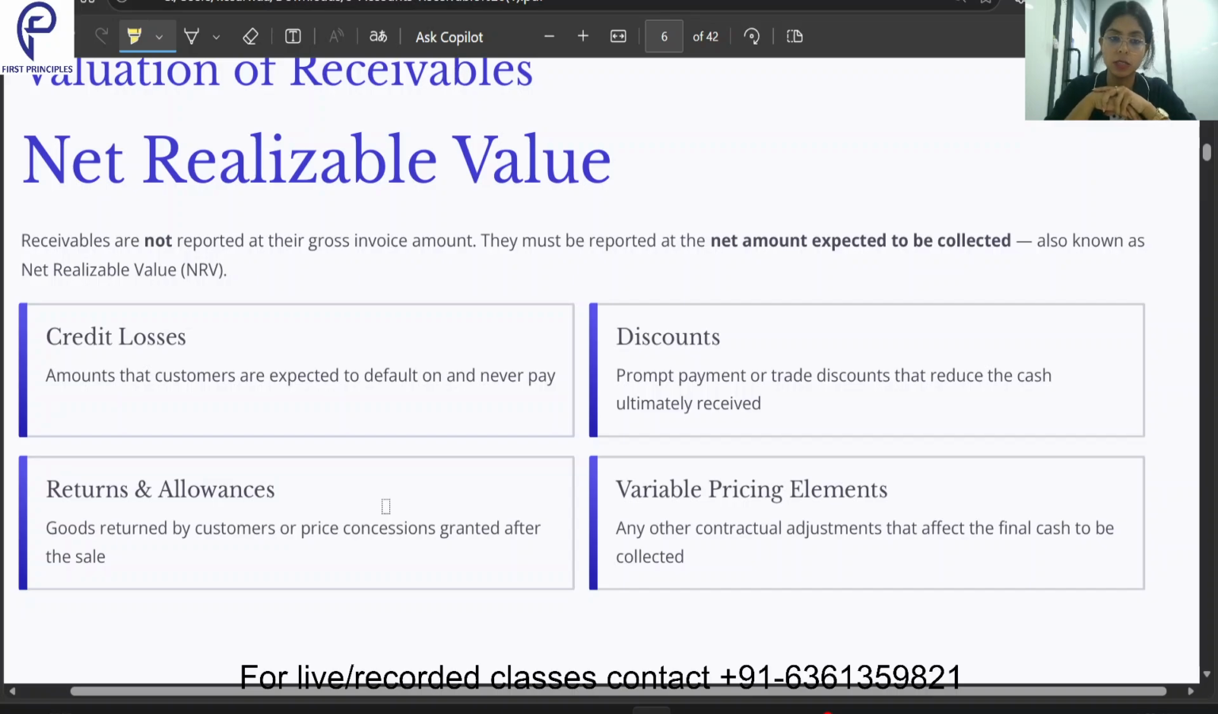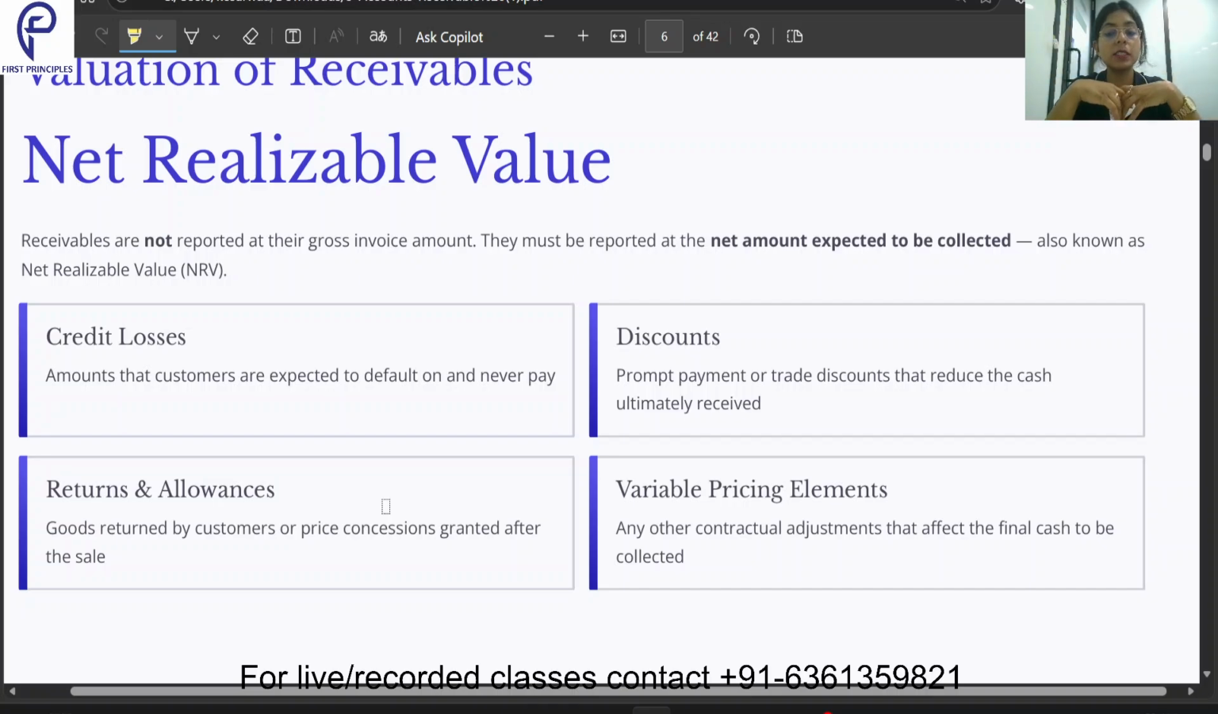One is the credit losses. That means the amount of money we are expecting that the customer is never going to pay us. Then the discounts. We have the cash discounts and the trade discounts. We should reduce these discounts also from our receivables amount. Then there are sales returns from the customer, or any kind of allowances, like the sales return allowance or the allowance for credit loss, that has to be reduced from the accounts receivable.